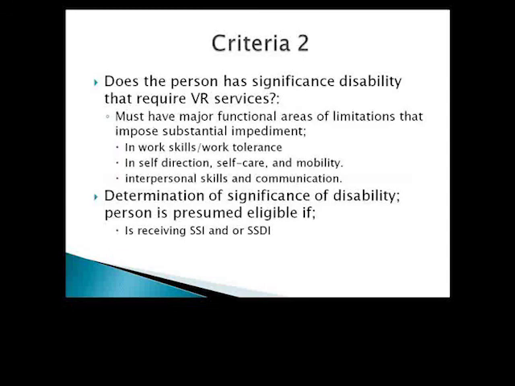And then another question we need to answer is, does the person have a significant disability requiring vocational rehabilitation services? In doing this, we look at functional areas of functioning, of ability, including work skills, work tolerance, self-care, self-direction, mobility, interpersonal skills, and communication. We examine those, and the worksheets that we'll be looking at ask us to evaluate those factors. Then we make a determination as to whether the person has a significant disability, and a person is presumed eligible and has a significant disability if the individual is receiving SSI, Supplemental Security Income, or SSDI, Social Security Disability Insurance. A person is automatically eligible.